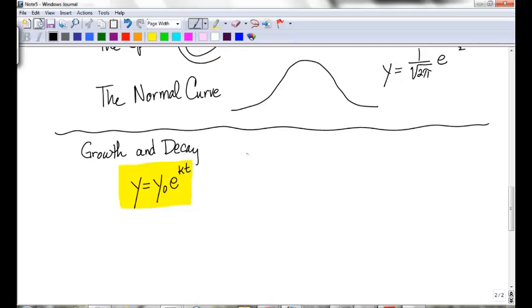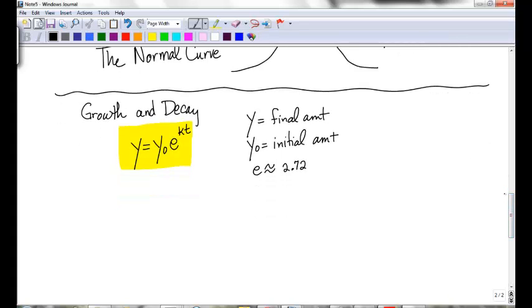On this, the y is the final amount. The y sub 0 is the initial amount. The e, for this, they're going to round it to about 2.72. You have to look in the book if the author is using 2.718 or 2.72. The k is a growth or decay constant, so that's like a number. And the t is the time elapsed.